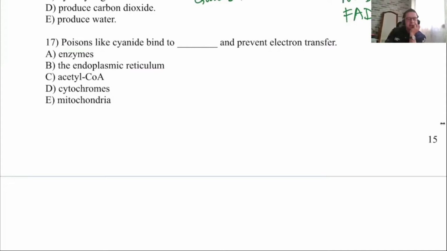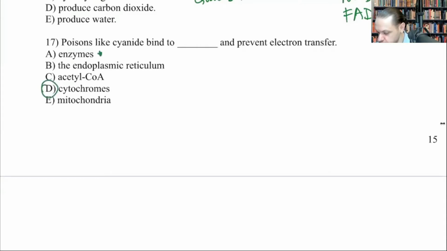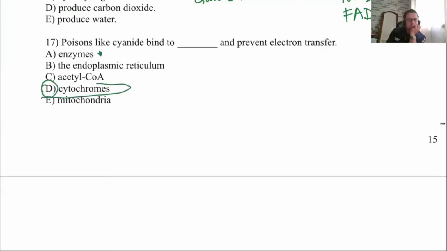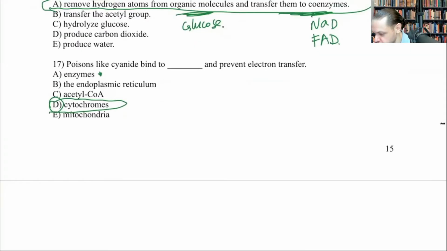Poisons like cyanide bind to, I want to say enzymes and prevent electron transfer. I'm not sure. So not particularly the enzymes, they actually bind to cytochromes. Let me show you this image. So they bind to cytochromes and they don't allow this electron transport chain to go forward.